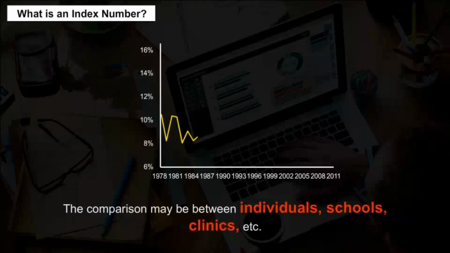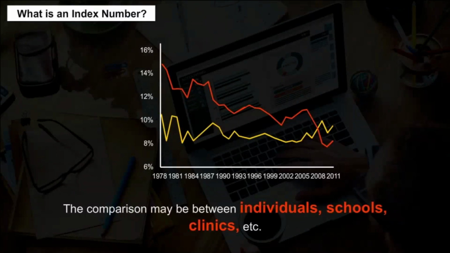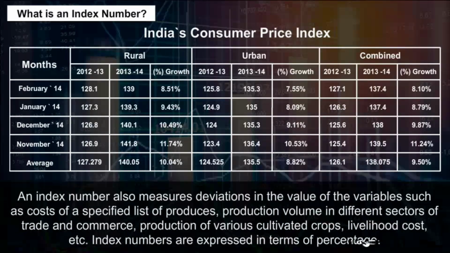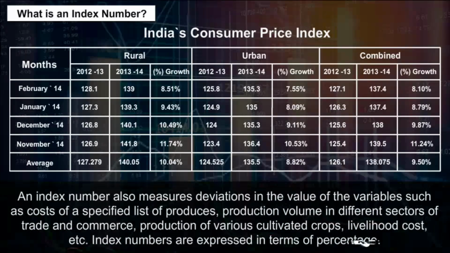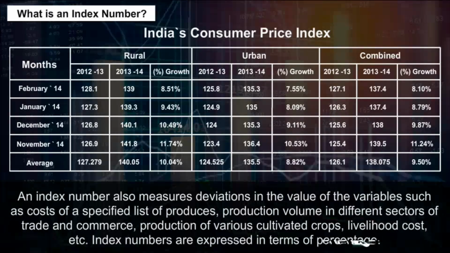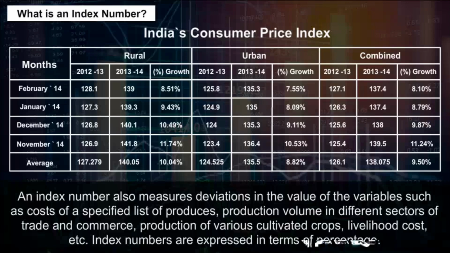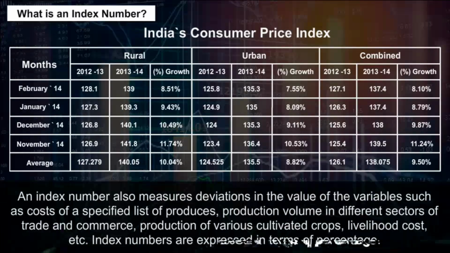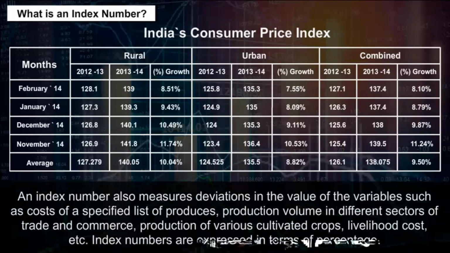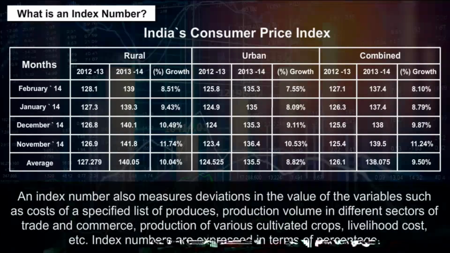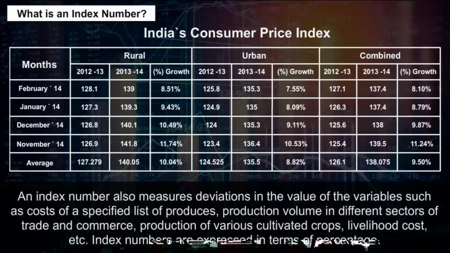The comparison may be between individuals, schools, clinics, etc. An index number also measures deviations in the value of variables such as costs of a specified list of produces, production volume in different sectors of trade and commerce, production of various cultivated crops, livelihood cost, etc. Index numbers are expressed in terms of percentage.